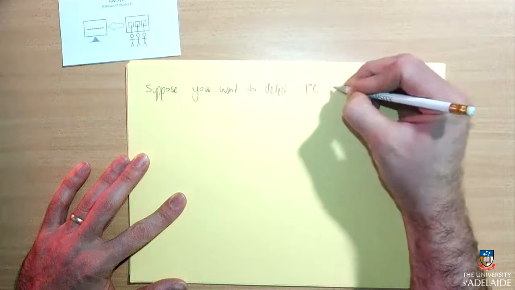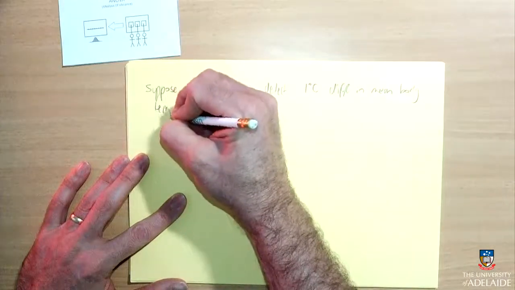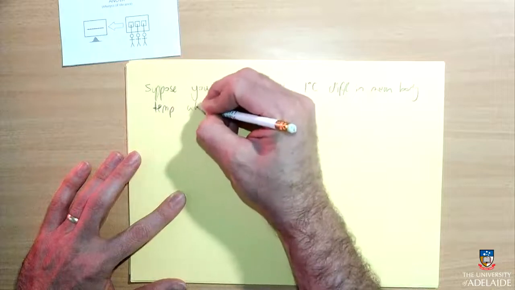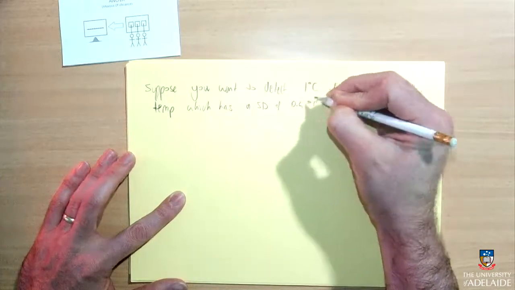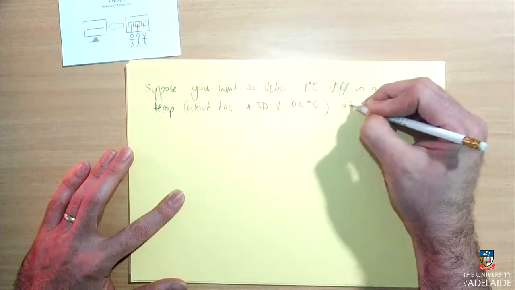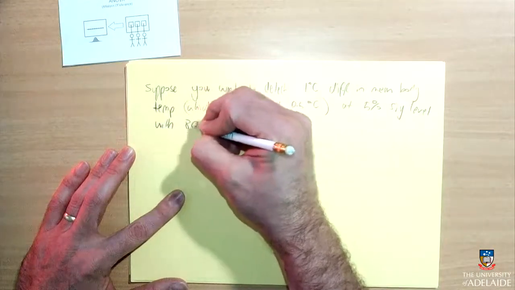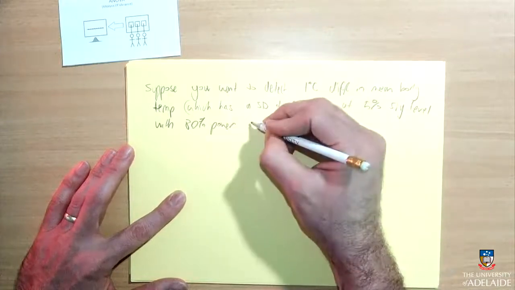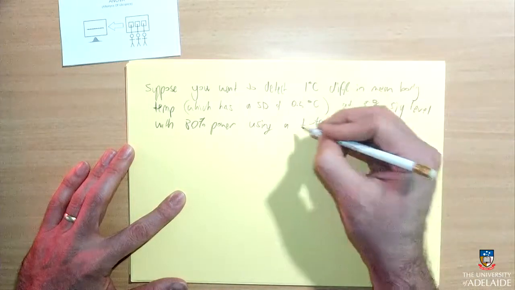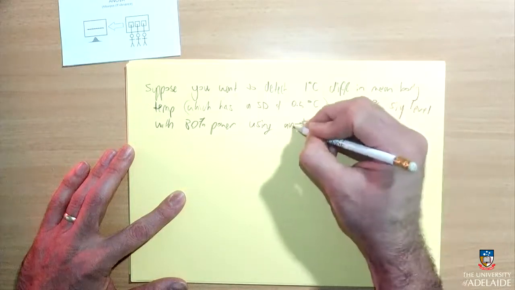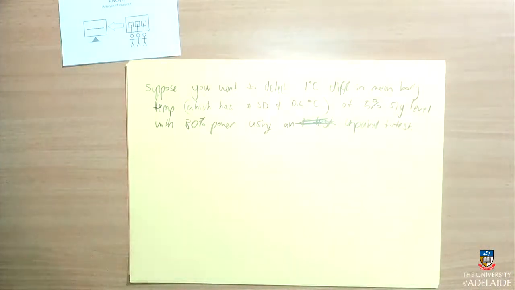Want to detect a 1 degree Celsius difference in the mean body temperature, which has a standard deviation of 0.5 degrees Celsius, at the 5% significance level with 80% power using a t-test. I guess I should have said unpaired. Using an unpaired t-test. Okay, let's see.